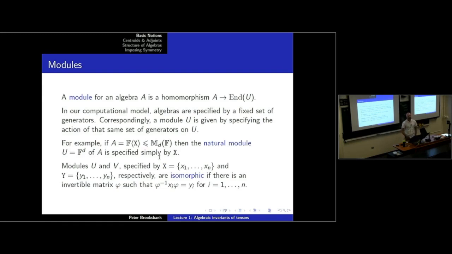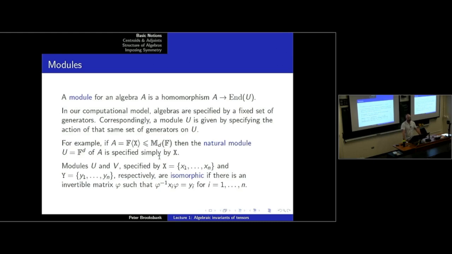So for example, if you have a matrix algebra that's specified by a set of matrices X, then you assume that X actually is your prescribed generating set, and then X itself would define the natural underlying module, which would just be the vector space of the dimension of the algebra.